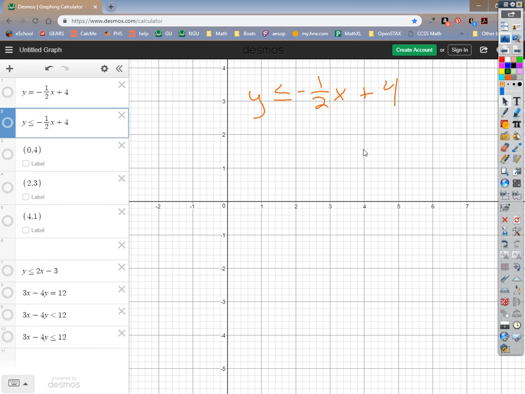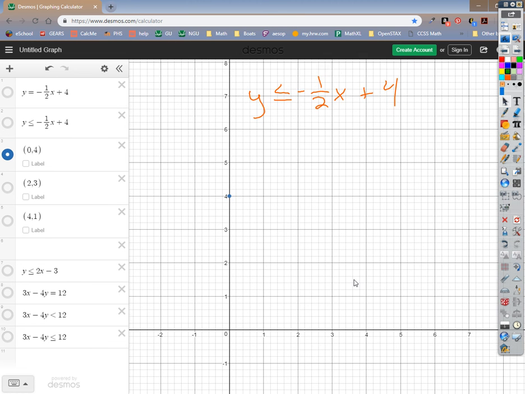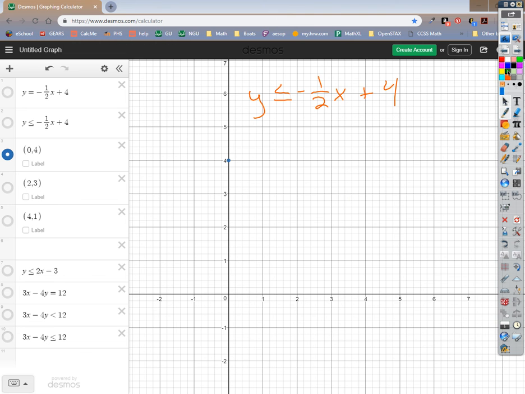Okay, for the boundary line, where do I start? What's my first point I'm going to plot? 0, 4. 0, 4, okay. So there's a point that's on the y-axis at 4. What am I going to do from there? Rise and run. Okay, so I'm going to rise by how much? Negative 1. So I'm going down 1, and I'm running by, no, always to the right. So the negative goes with the rise. Negative rise means down, but the run is always going to be to the right. So I run by 2, and there should be my second point.